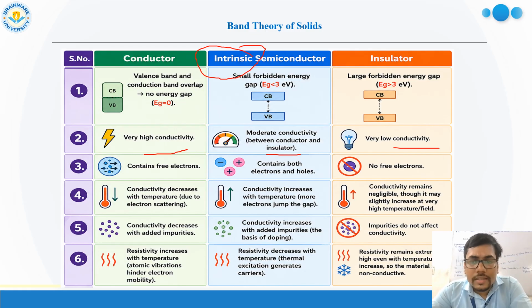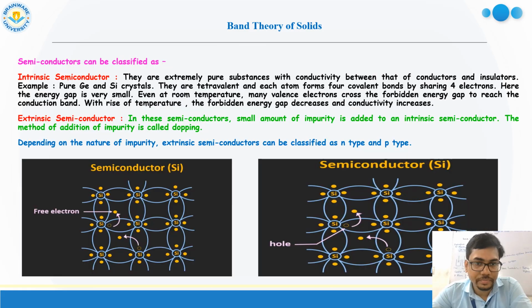So there are some points that basically relate how conductor, semiconductor, and insulator are different from each other. Now we are basically interested in the semiconductor. Semiconductors are of two types. One is intrinsic, another one is extrinsic.